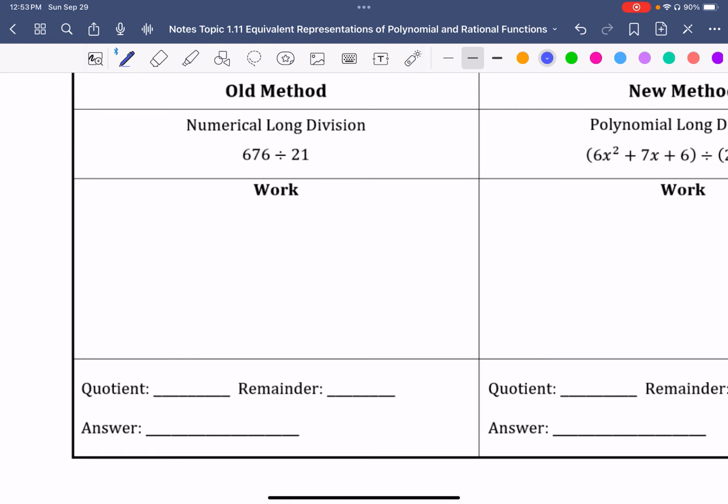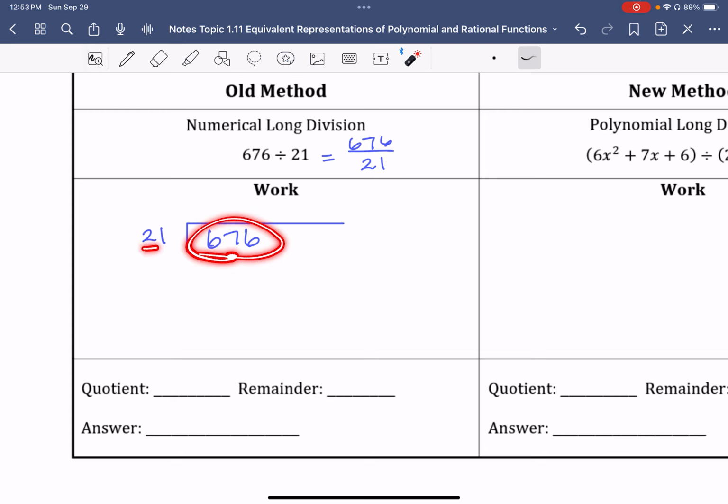676 divided by 21. You set up your division: the denominator goes on the outside, the numerator goes on the inside. Now, you can't just do 676 divided by 21. I mean, you could if you're good at number sense. So what we do is go number by number and see how we can break it down. Now, 21 does not go into 6, but it does go into 67. So you figure out 21 times what gives me 67, and the biggest number there would be 3.